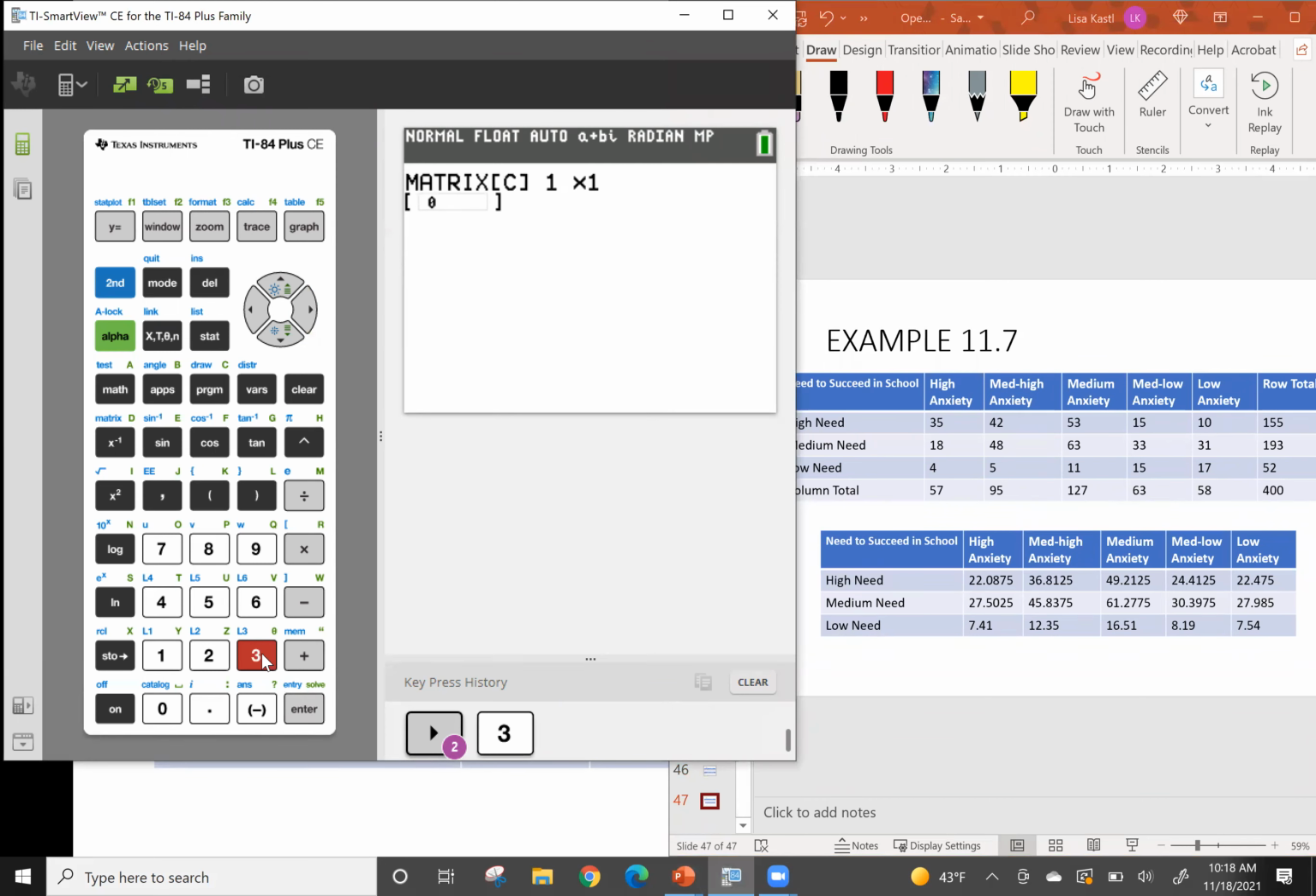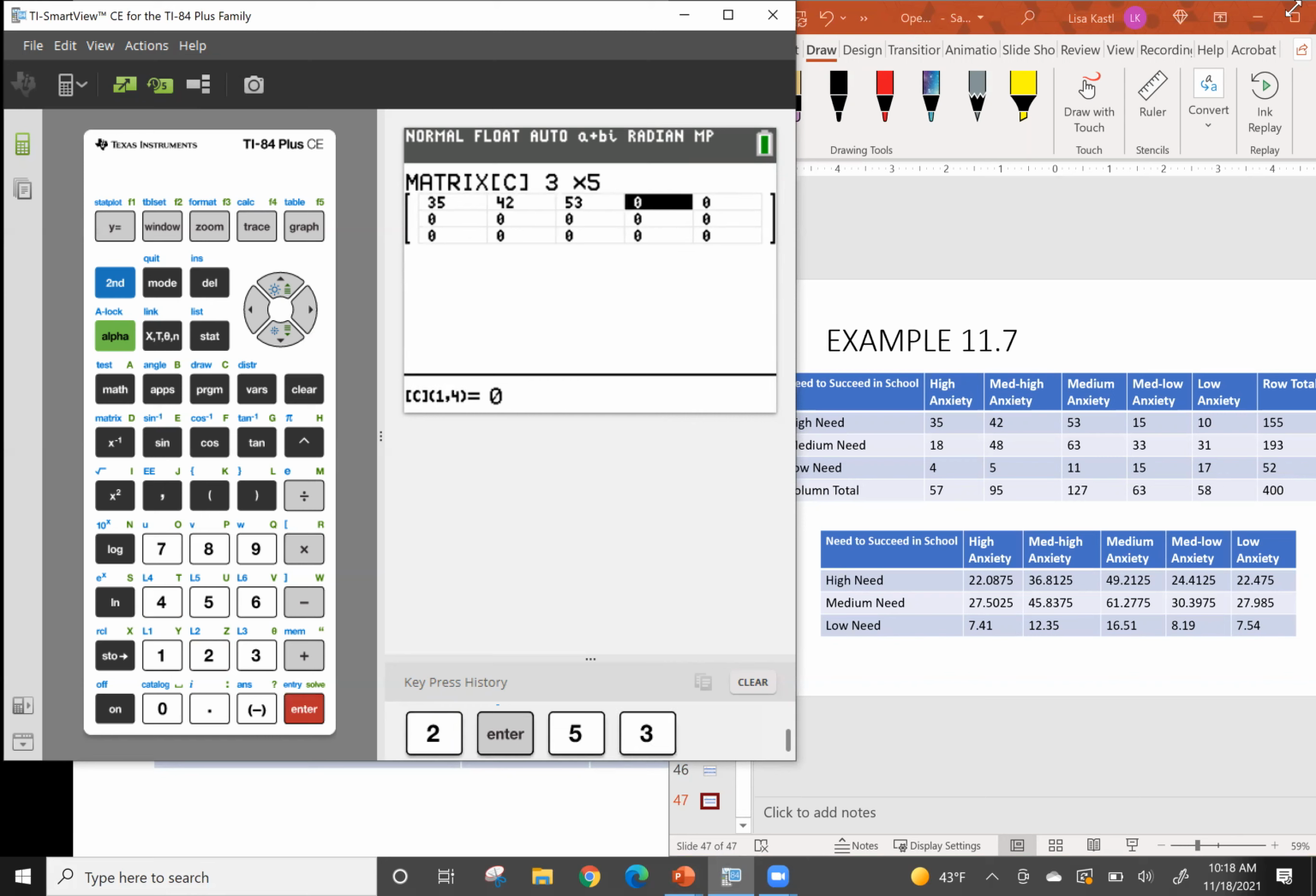There are 3 rows in this table. There are 5 columns in this table, 5 levels of anxiety. And I'm just going to input these numbers. And I'm pretty slow. You're probably a lot faster than me. I've discovered that it's actually faster on your calculator than on this emulator. And I do want to stop once I get this all inputted to make sure that I've got everything correct, because one mistake is going to cause my test to be incorrect.